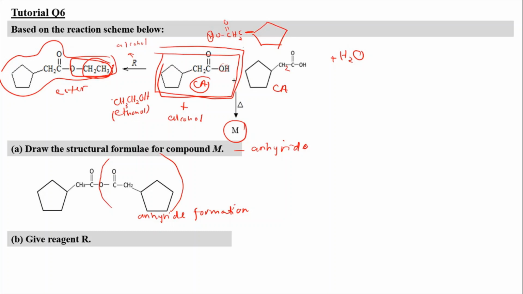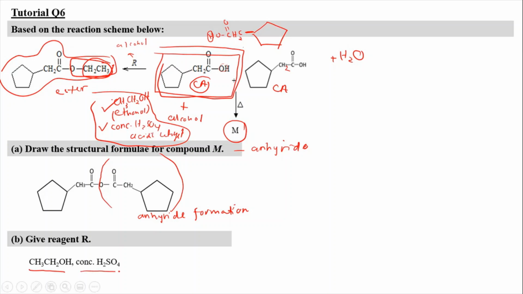Okay, so you know that this is your reagent. At the same time, for an esterification to happen, untuk proses esterifikasi untuk berlaku, we need to have the concentrated H2SO4, which is acting as an acidic catalyst. Okay, so we need to write both of these reagents as the answer here. So you can write CH3CH2OH as well as the concentrated H2SO4.